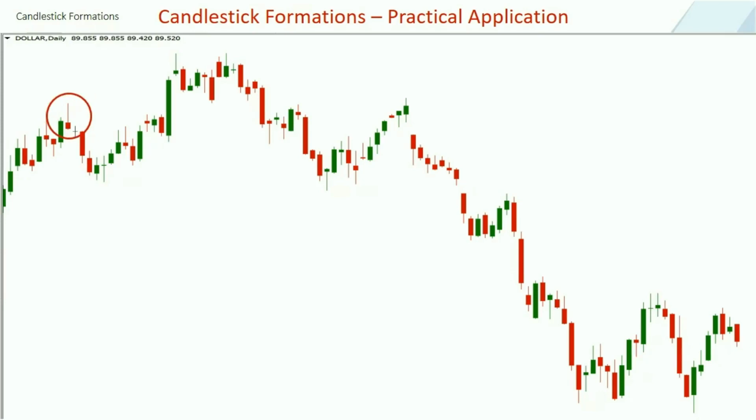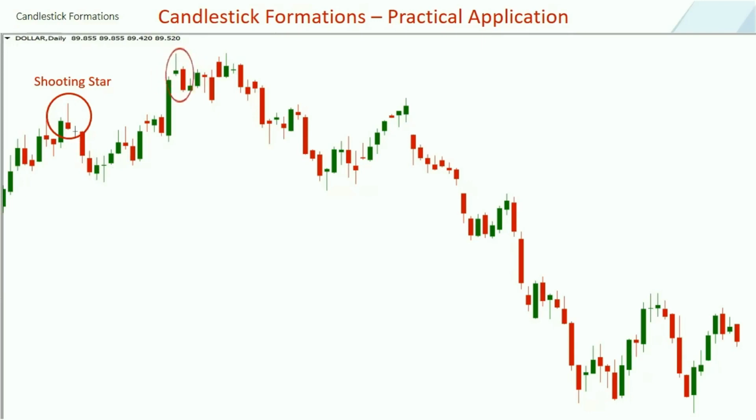So this is the first one, and if you guessed it correctly, then very well done. This is a shooting star. As you can see, we're getting that price action pushing higher. We get our shooting star, and we get a little bit of a pullback in this market. So that's the first one.